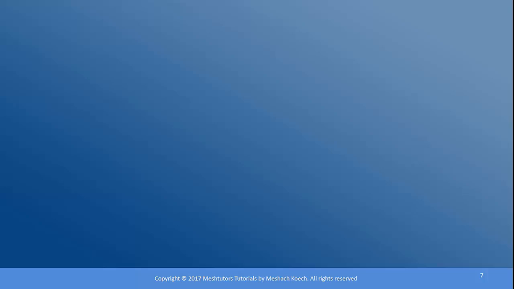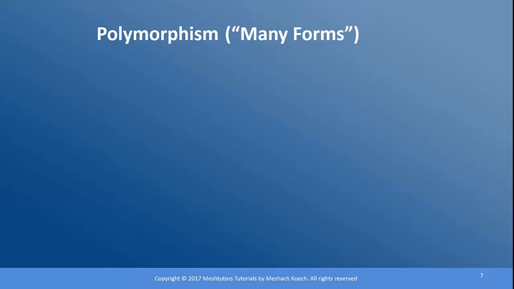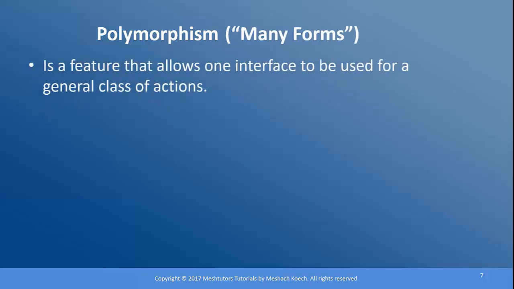The next principle we are going to look at is polymorphism. Polymorphism comes from a Greek word that means many forms. Polymorphism is a feature that allows one interface to be used for a general class of actions. The specific action is determined by the exact nature of the situation.